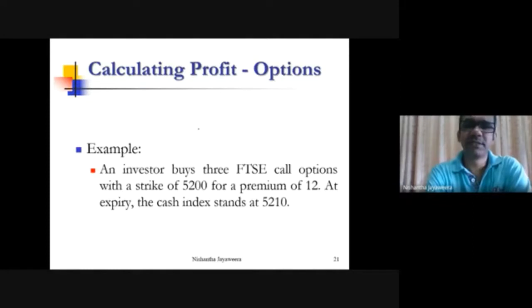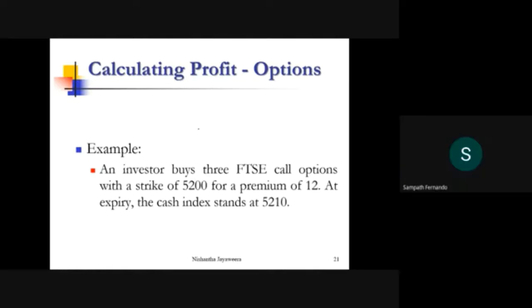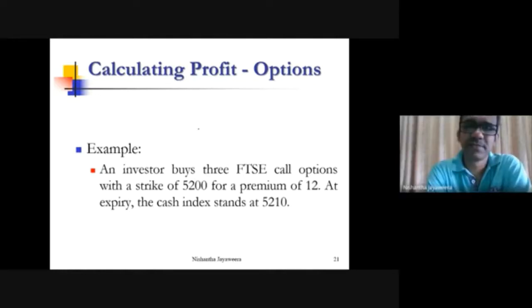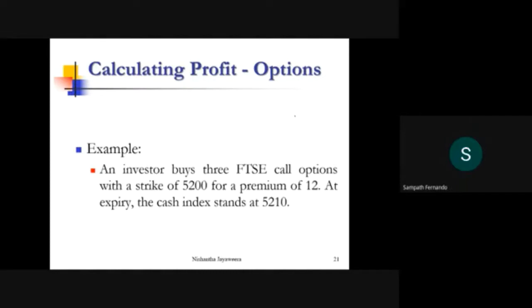An investor buys 3 futures call options with a strike price of 5,200 for a premium of 12. At expiry, the cash index stands at 5,210. Is he making money or losing money? Will he exercise his right? Yes. Why? He can buy at a cheap price.